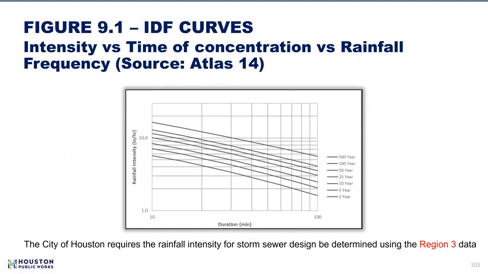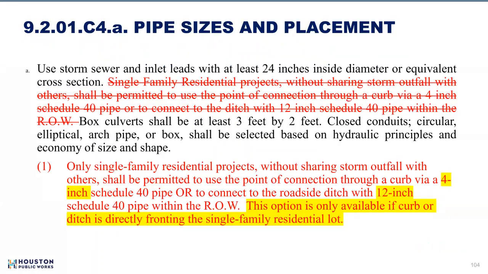After the intensity changed, we published the IDF curve, which goes from 2 years to 500 years. This IDF curve revision is based on Atlas 14 with Region 3's data. The city is using this data and has decided that Region 3's data is what we're going to use. Several people asked, can we use the other Region 2's data? The answer is no. So let's not try to discuss that. It doesn't go anywhere.